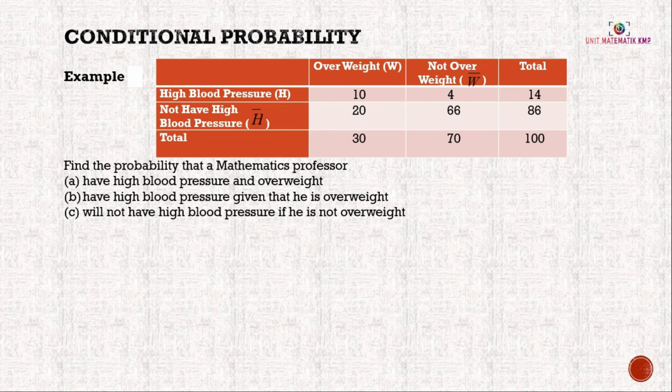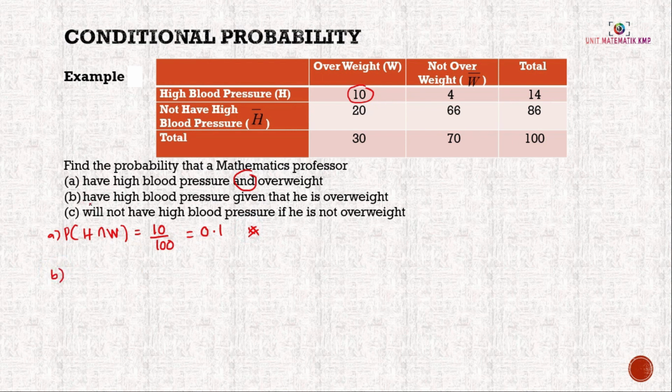Okay, so kita akan menjawab soalan sekarang. Okay, find the probability that a mathematics professor have high blood pressure and overweight. So A is probability of H intercept W. So kalau kita tengok daripada kita punya table, H intercept W is 10. So the probability should be 10 over our total is 100. So 0.1. Okay, soalan B.